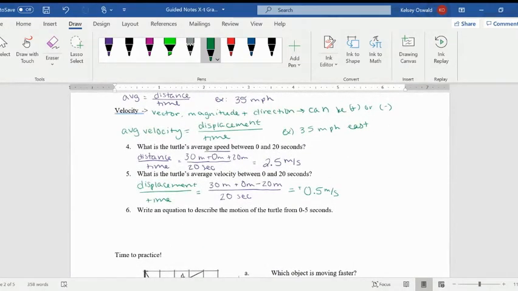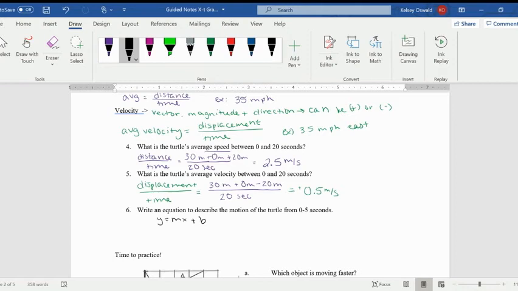So then for number 6, what we can do is write an equation to describe the motion of our object at different intervals. So for our equation, we like to use the general equation, y equals mx plus b. But remember, we don't like to just say y and x. We like to say what variables these letters represent.